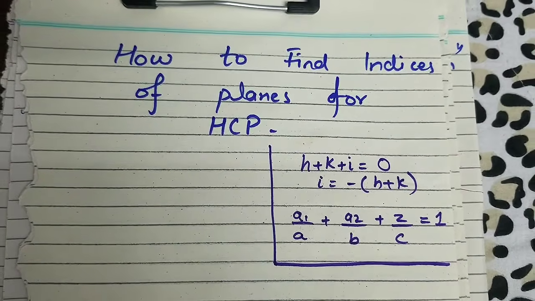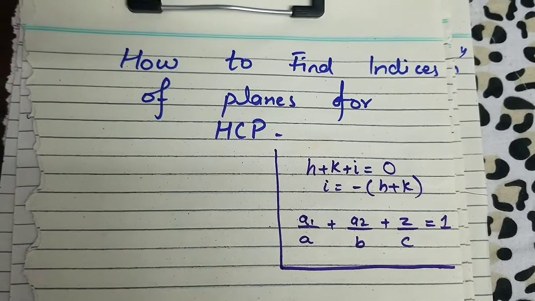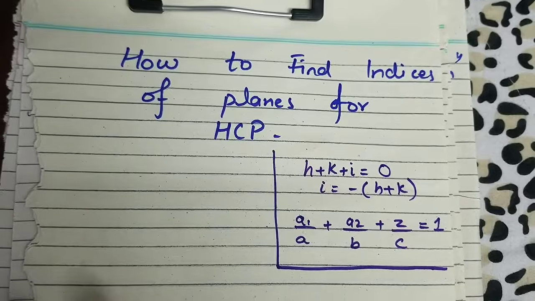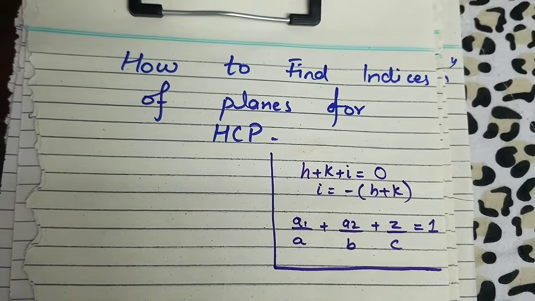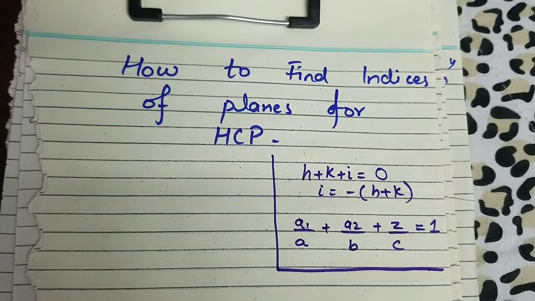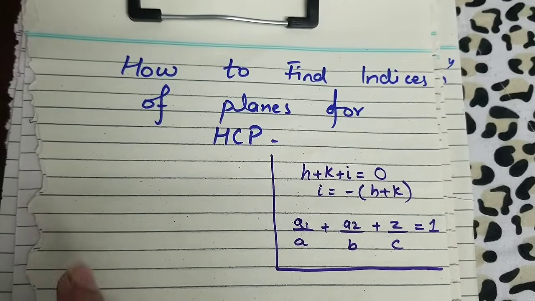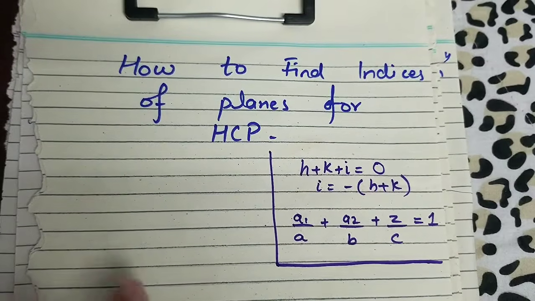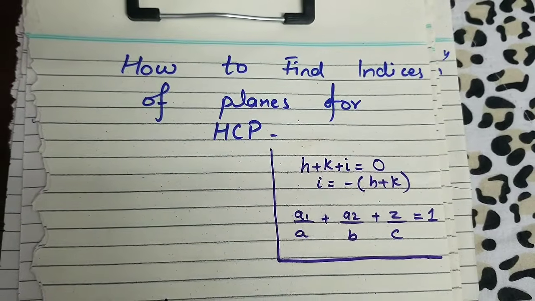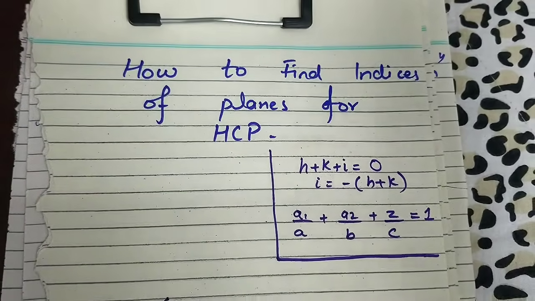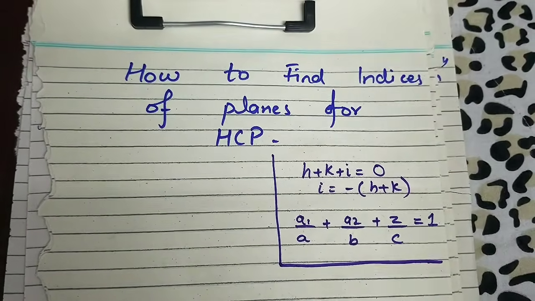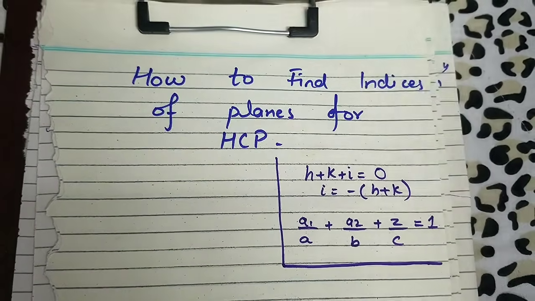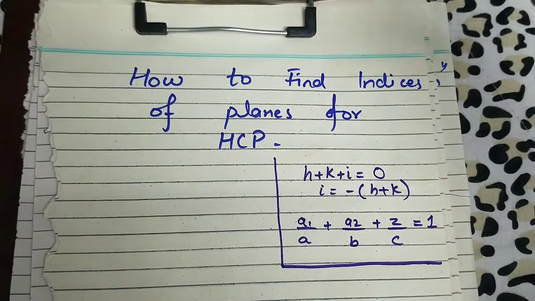Now for HCP planes and directions, we need 4 indices in place of 3. Normally we find 3 indices for planes and directions in other unit cells, for example the cubic unit cell. But here in HCP we need 4 indices to completely describe its directions and planes. So we call those 4-digit indices the Miller-Bravais indices, while the normal 3-digit index system is known as Miller indices.